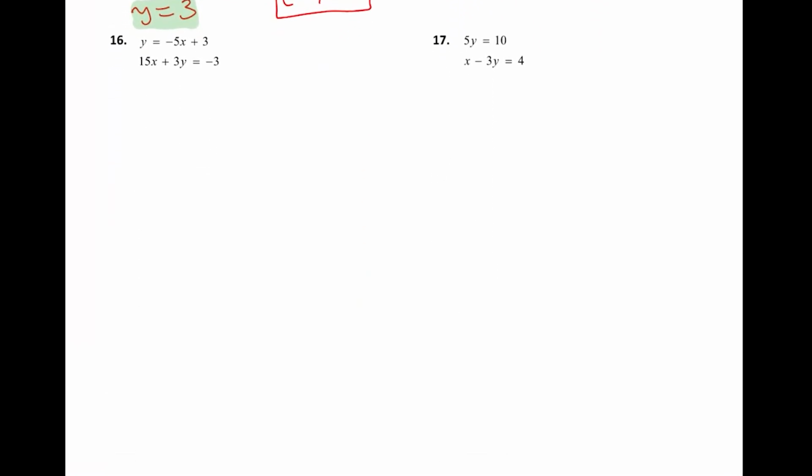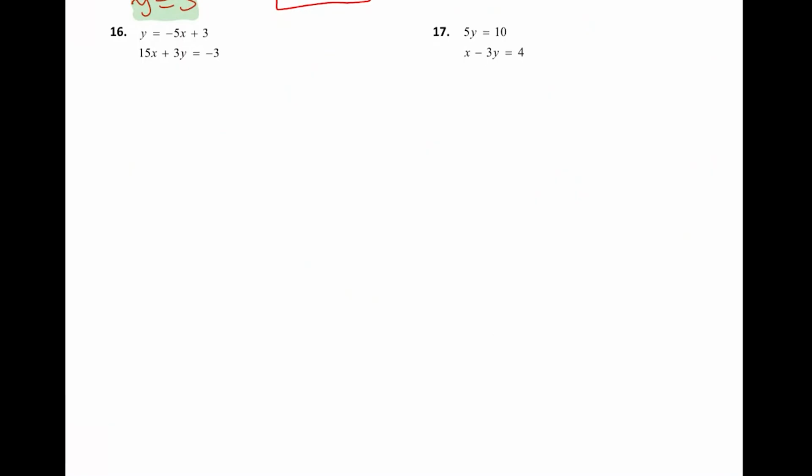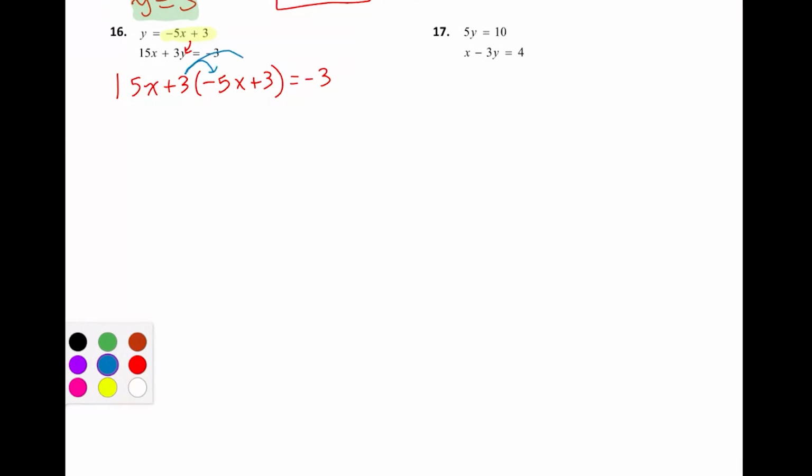Number 16. We've got a y isolated in the first equation, so we'll definitely start with that. Negative 5x plus 3 will be substituted into y for the second equation. So 15x plus 3 times negative 5x plus 3 equals negative 3. We'll use the distributive property. And it looks like we're going to get another special case here, because we got that 15x minus 15x. 3 times 3 is 9 equals negative 3.